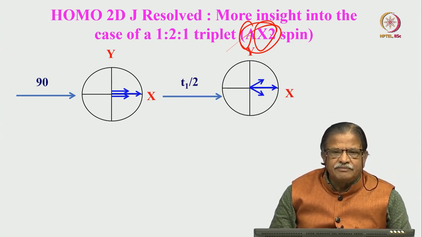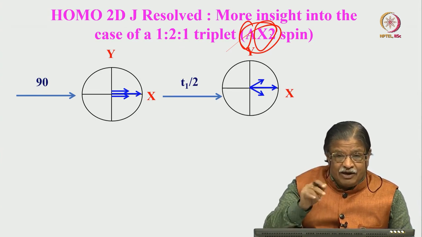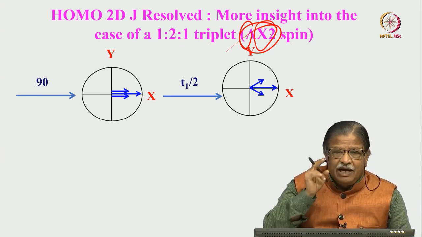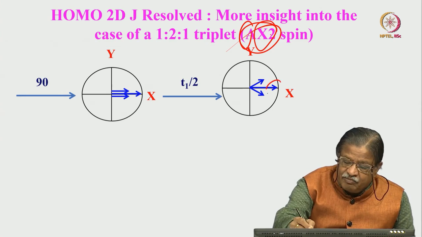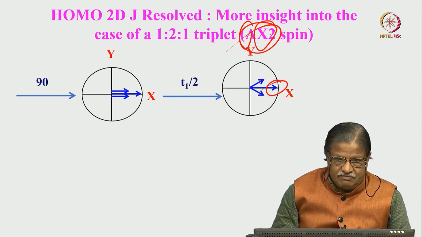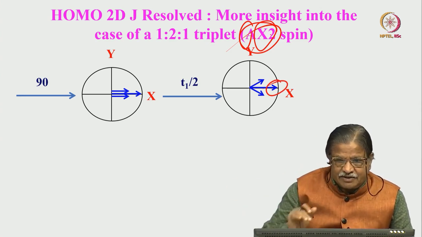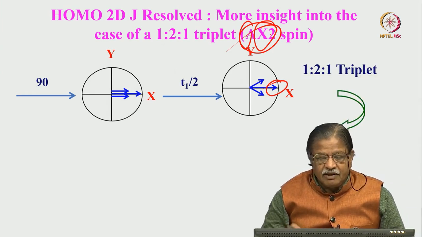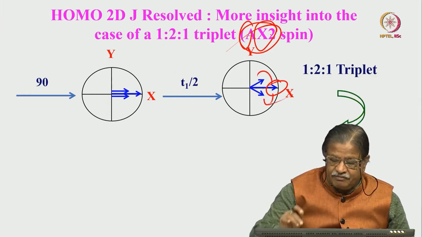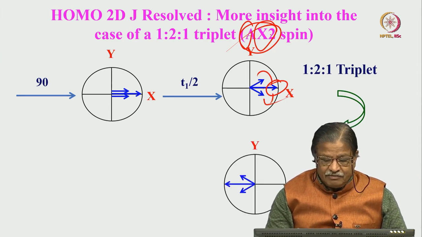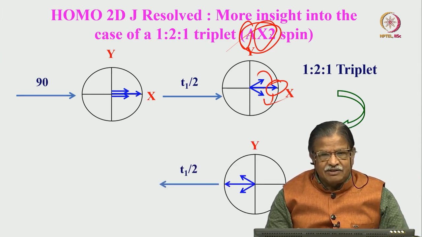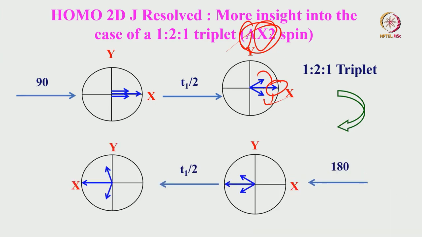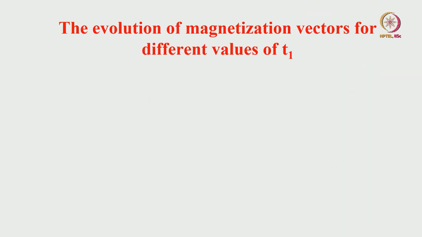They start moving. Remember, I already told you when explaining spin echo and J modulation, the central component of the triplet does not precess. It is always along the same axis. Only the outer components start moving like this, one like this, one like this. Apply a 180 pulse, and again they get reversed. After some time, the central peak remains the same, whereas the outer ones start moving to the other side. And this is what happens.